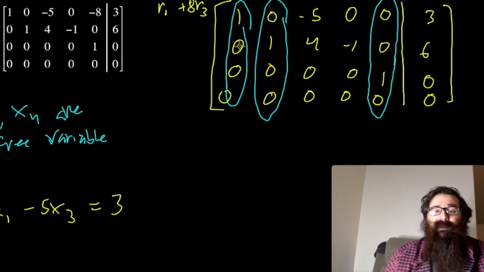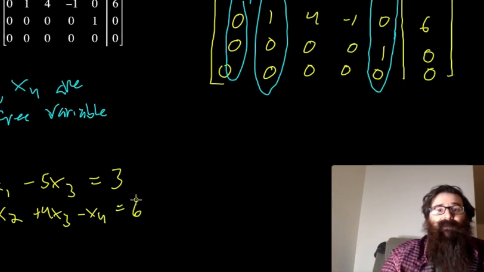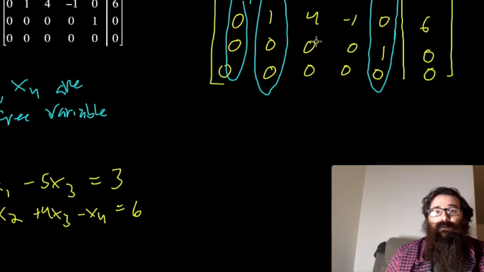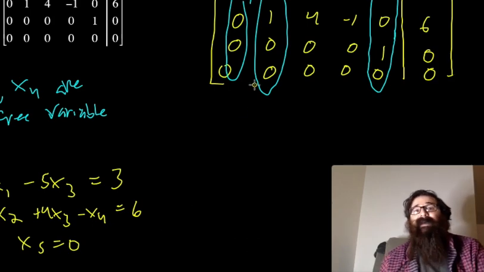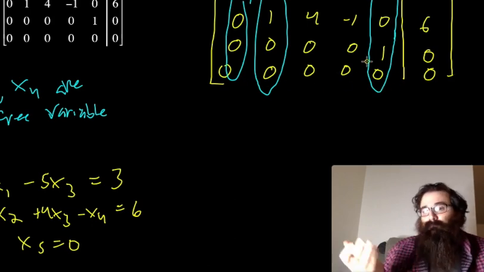The second row is saying, okay, 0x1, so skip it. I have 1x2 plus 4x3 minus x4 plus 0x5 equals 6. And then this next row, 0x1, 0x2, 0x3, 0x4, 1x5 equals 0. And then the last row doesn't tell me anything. It says 0x1, 0x2, plus 0x3, plus 0x4, plus 0x5 equals 0, which is essentially just saying 0 equals 0.